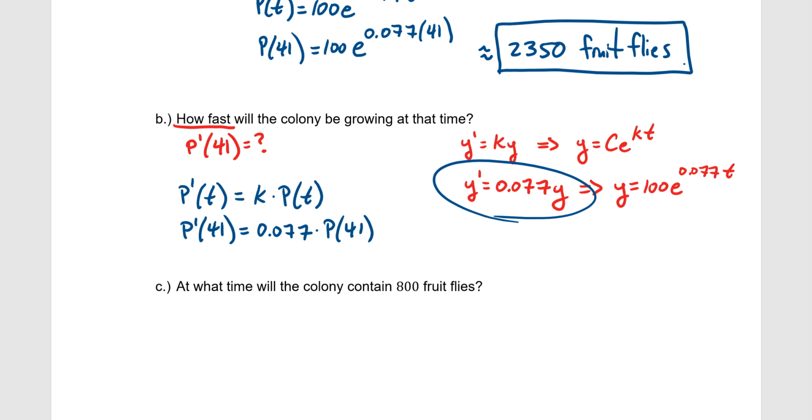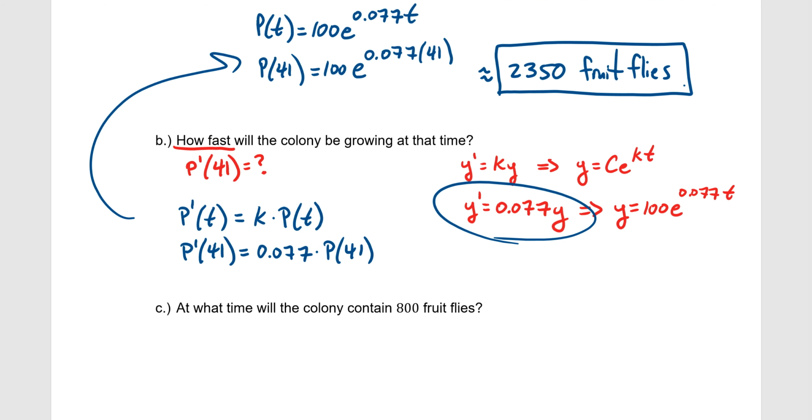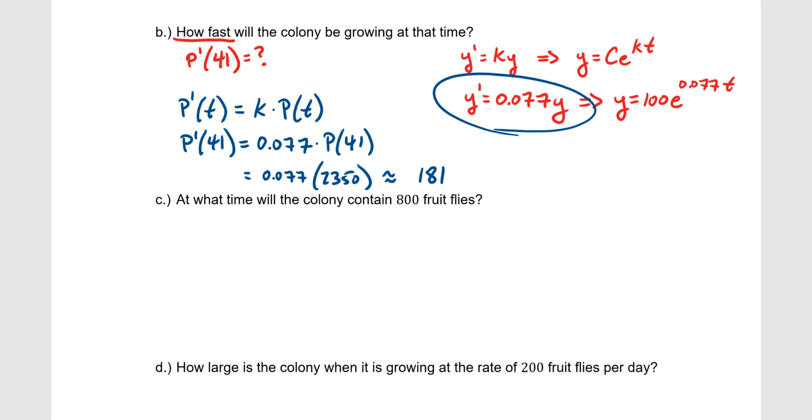And the reason why it's a shortcut in this case is because we just found p of 41 up here, and that's going to be 0.077 times 2,350. So the rate at which it's growing, multiply those two together, and we get about 181. And since this is the derivative, it's going to be the units of p divided by the units of time. So that's going to be 181 fruit flies per day when t is 41.